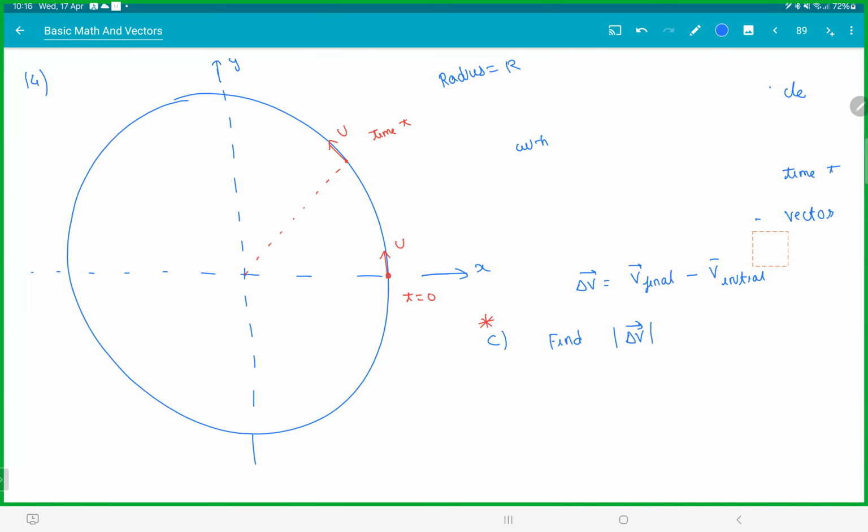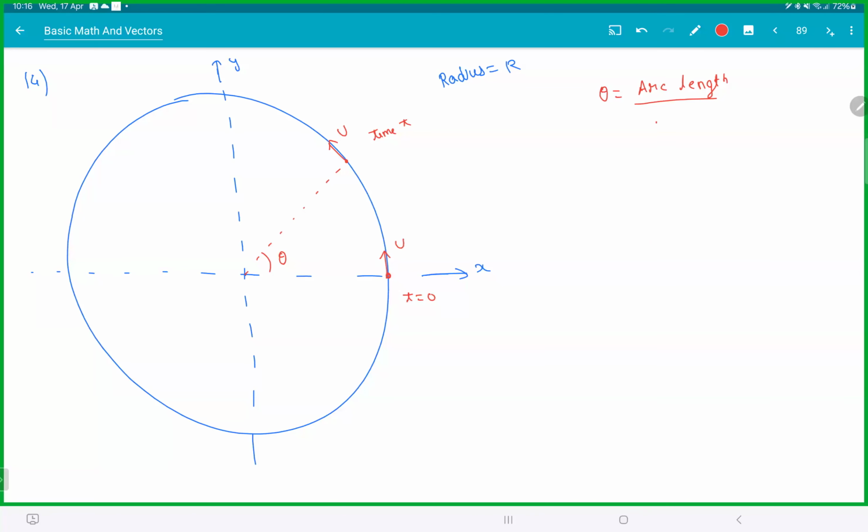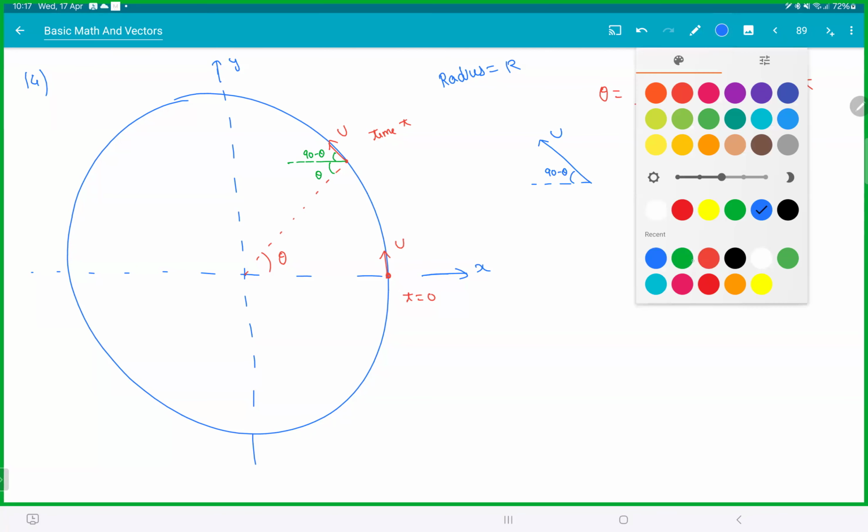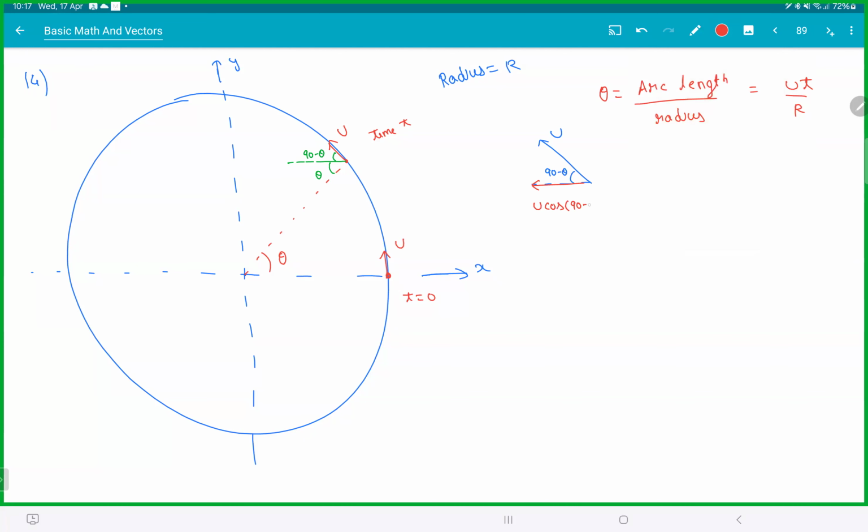You guys already know how to find theta, isn't it? Let's assume this angle is theta. How much is theta? Theta is arc length, which is ut, by radius. So theta we already know. So if that is theta, this is theta. So this angle is 90 minus theta. So indirectly what you have is a velocity vector u like this, with this angle 90 minus theta. I'm just asking to get the components. So this will be u cos(90 minus theta), and this will be u sin(90 minus theta). Therefore, v final, or v as a function of time t, is minus u sin theta i cap plus u cos theta j cap.